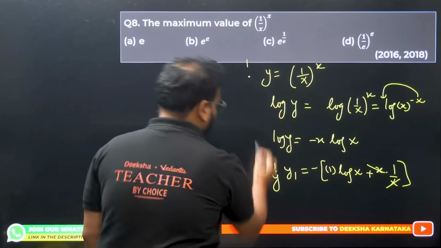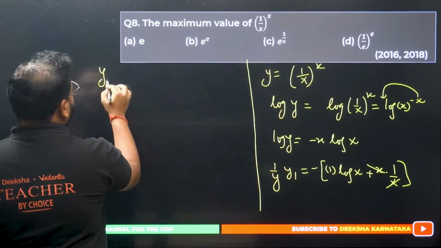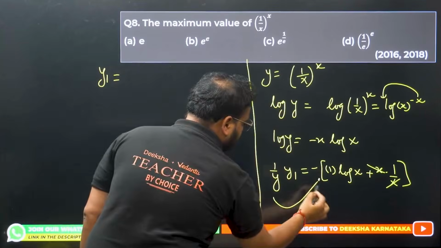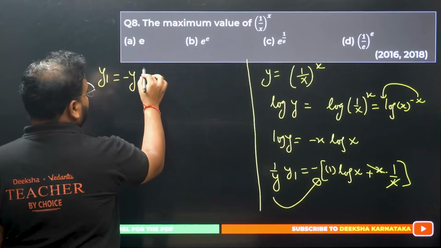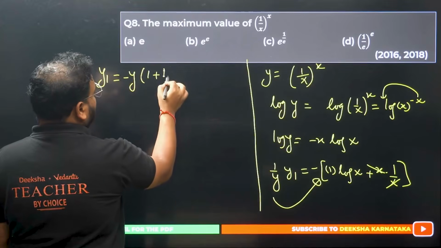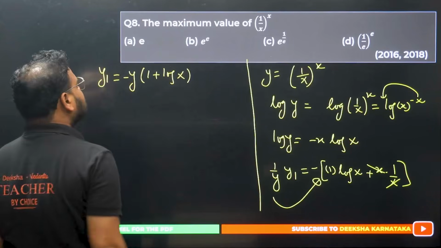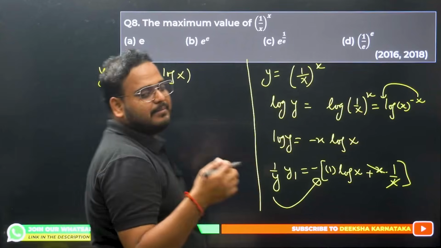What am I getting now? I'll write this y1 here and move this y on this side. So I get y1 will be minus y times 1 plus log x. Right? 1 plus log x. What is the next step to find maximum or minima?